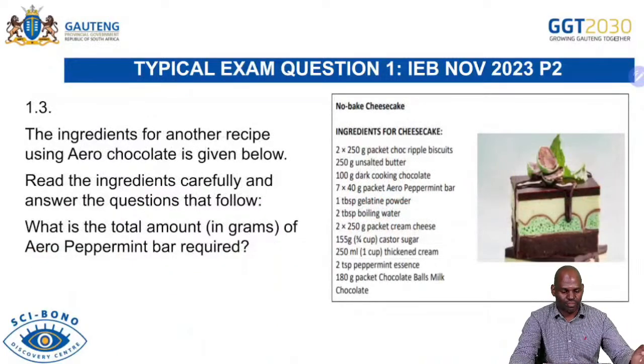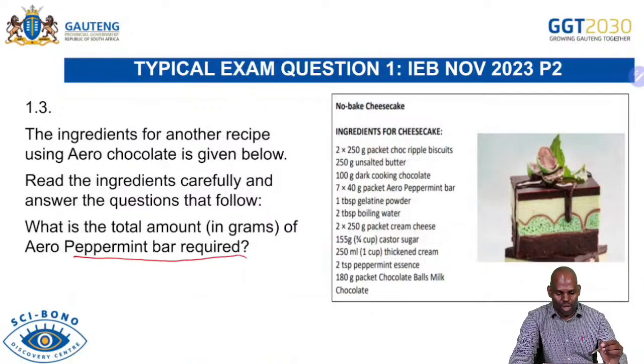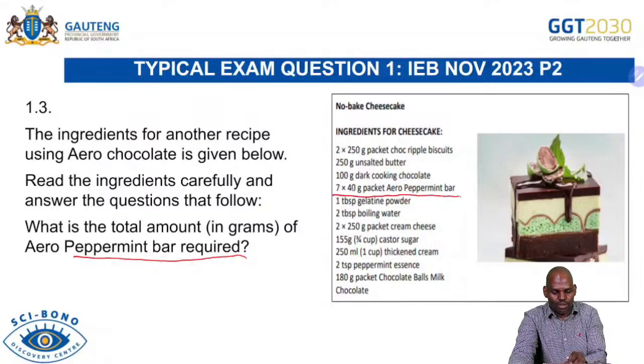And then the next question 1.3, the ingredients of another recipe using Aero chocolate is given below. It's the same information. Now we say, what is the total amount in grams of Aero peppermint bar required? Okay, then we have to read through our recipe. So if we look at this, we're looking for peppermint bar. If you look at it, it's this one: 7 times 40 gram packet of Aero peppermint bar. Okay, 7 times 40.